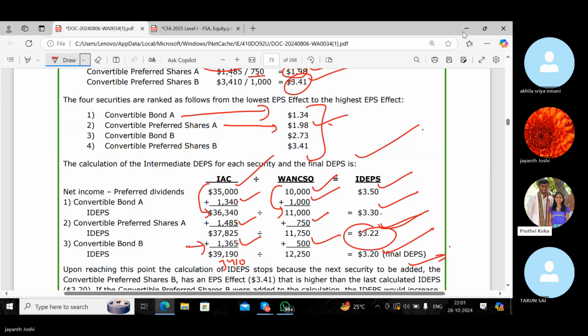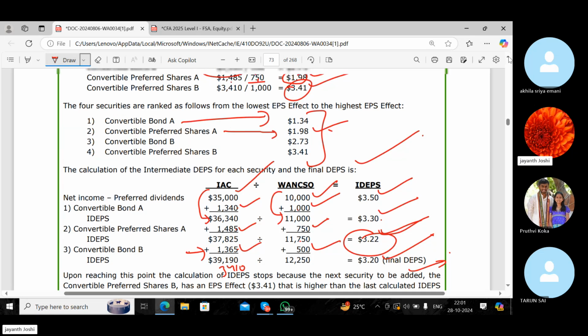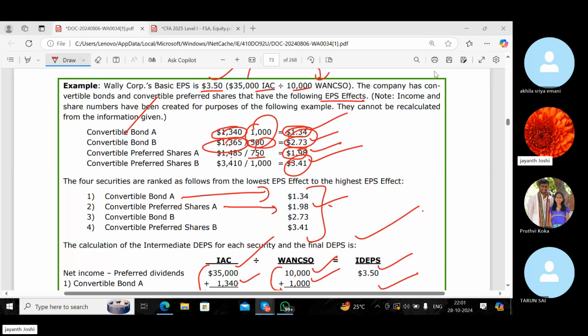So the ranking ones, can you explain? Like, will they give it in the question or should we rank them? Yeah, they'll give it in the question. So you need to rank in ascending order.